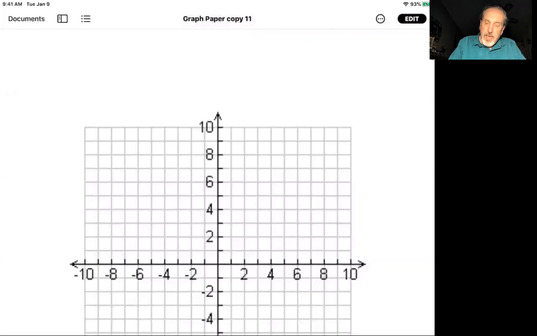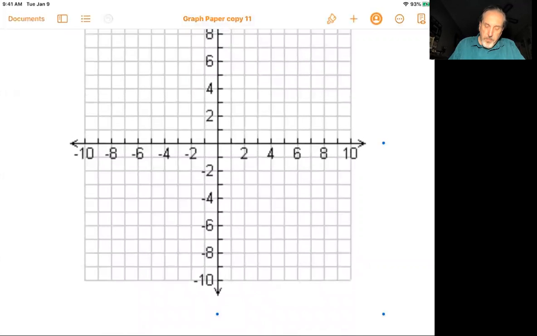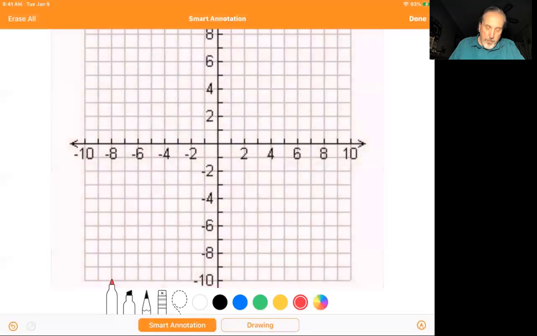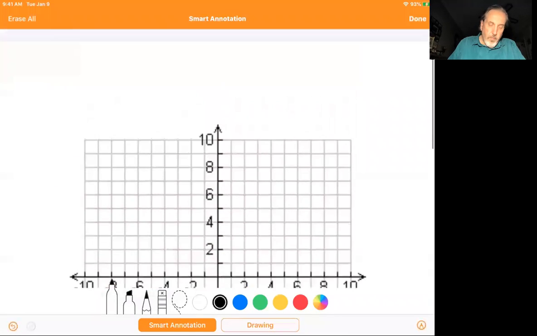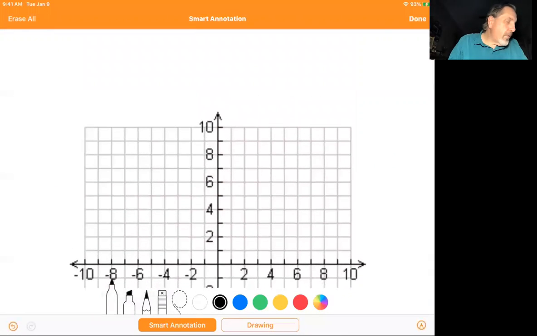It says, well, I gotta edit. Come on. Where is it? Here we go. It asks us to graph the equation y equals 2.